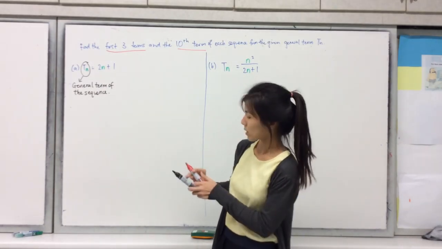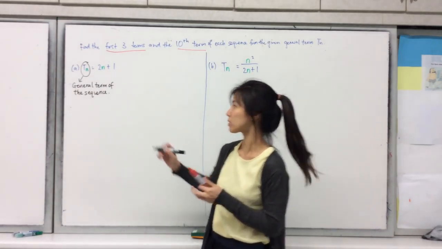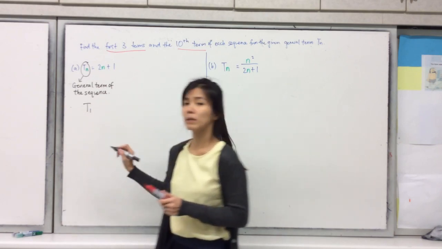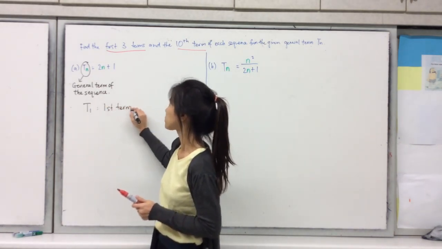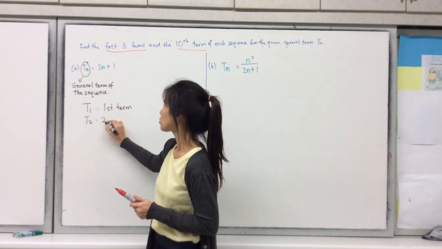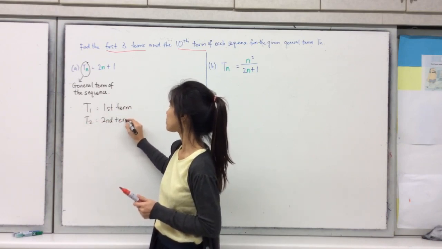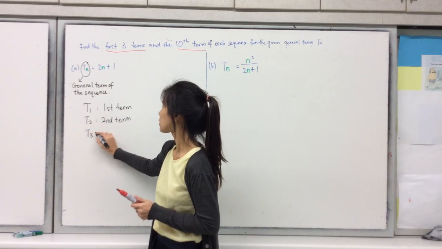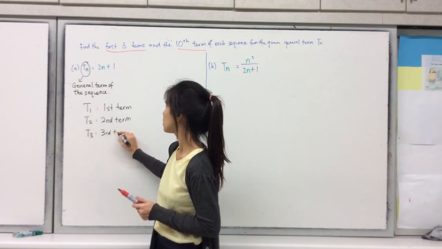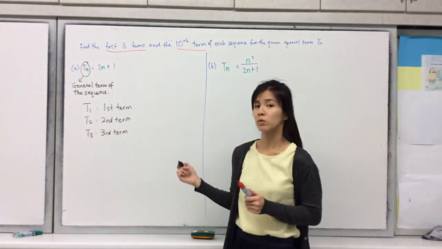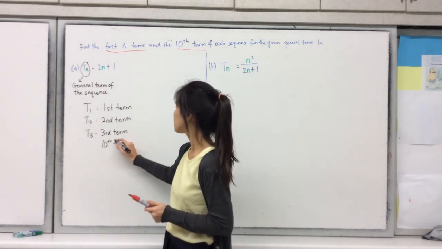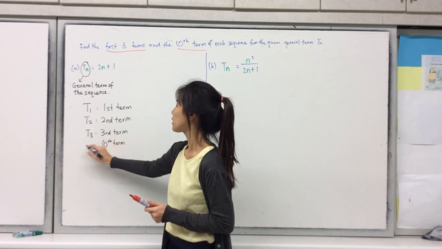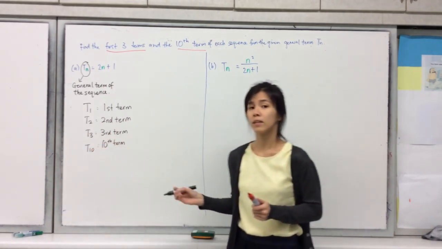So now, what is the first term? How do you define the first term? It will be T1. It's actually your first term. Similarly, your T2 will be your second term, and T3 will be your third term. So now ask yourself, what is the 10th term? And you realize that it will be T10.